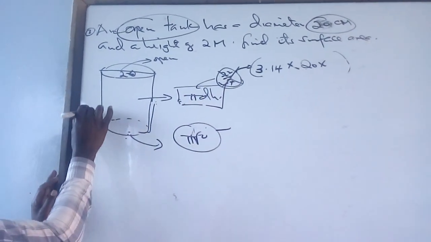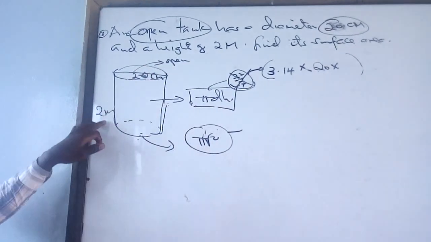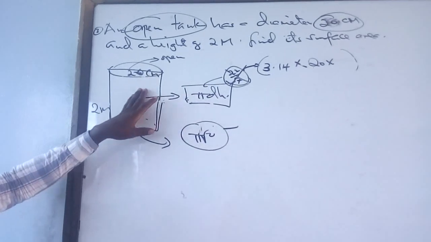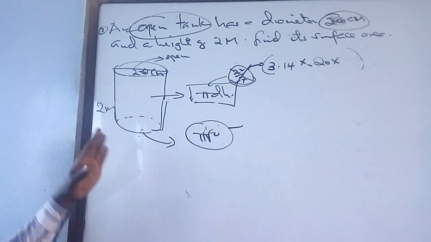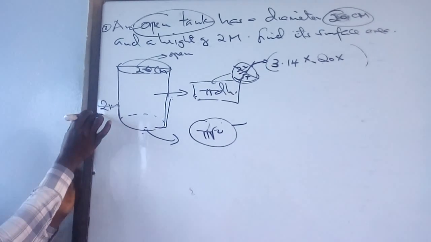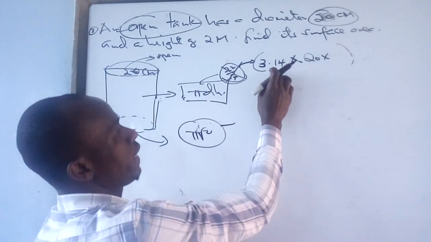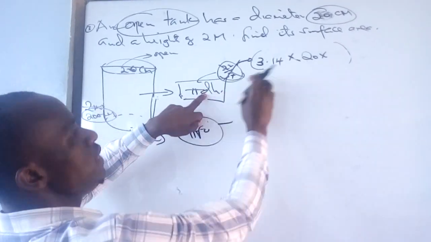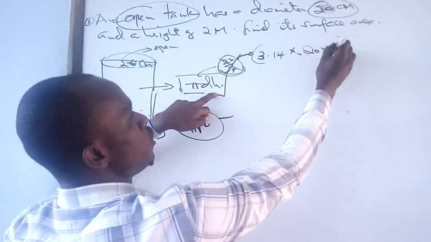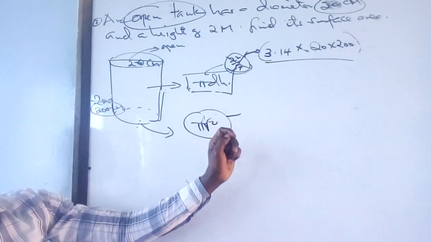When we check the units again, this is centimeters and this is meters. Always when working out, you make sure the units are the same. Our unit here is 20 centimeters, so we make the meters centimeters, which is now 200 centimeters. So here we multiply pi, d 20, h 200. I think now we are together for that correction.